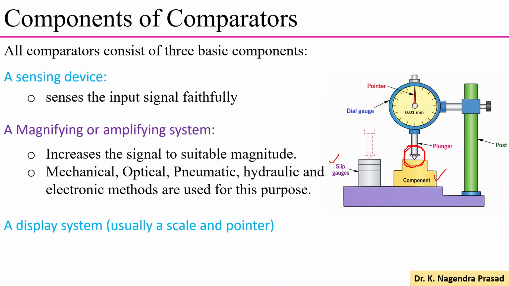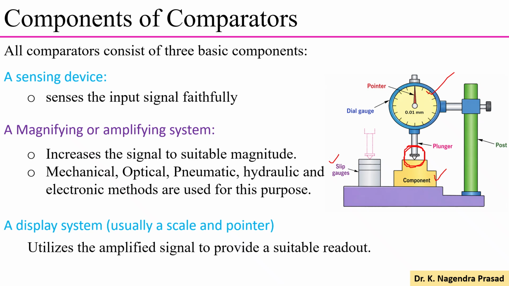Next one is the display system. For the dial gauge example, the pointer and the dial are the display system, which has to display the differences between the component and the standard. So the display system utilizes the amplified signal to provide a suitable readout.